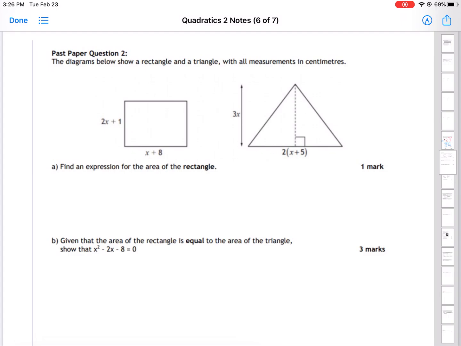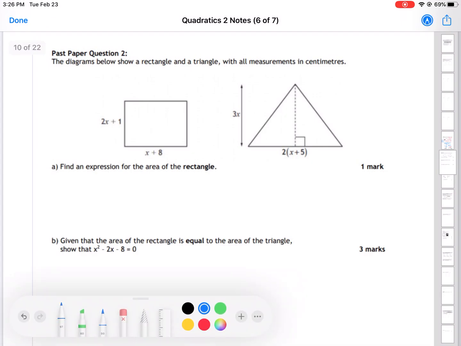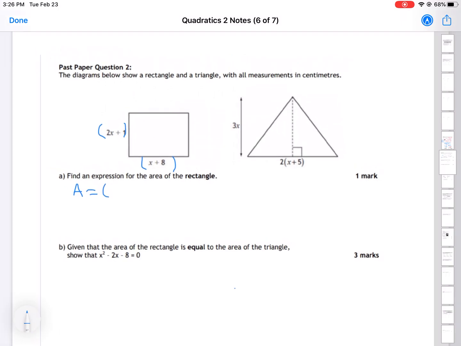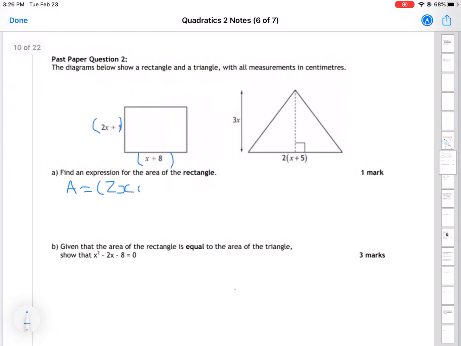Question 2 is quite a tricky one, okay? But we'll just take it step by step. It is doable, it just is very tricky. So, question A, we want an expression for the area of the rectangle. So before I do anything, I'm going to put brackets around those. And I'm going to say the area of the rectangle is length times breadth. So that is 2x plus 1 times x plus 8.